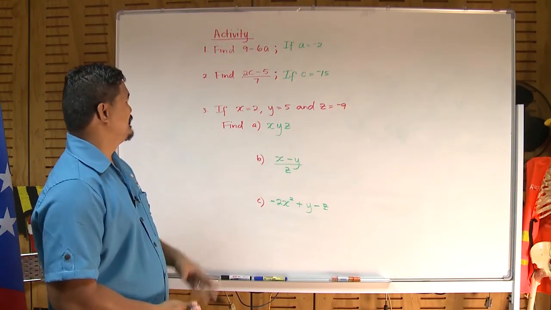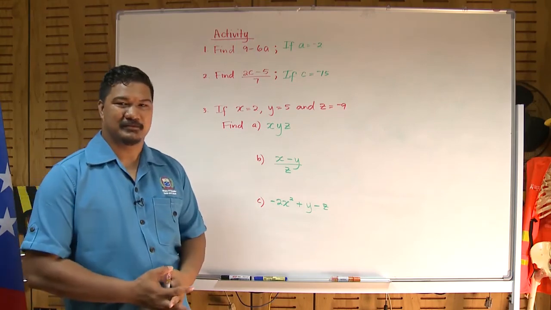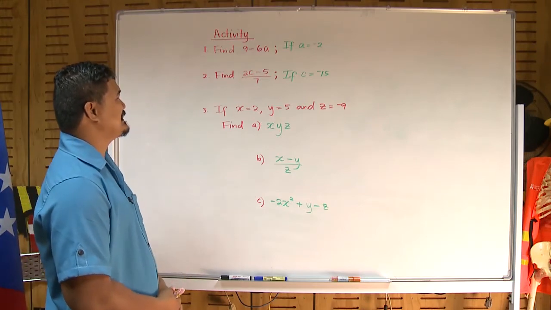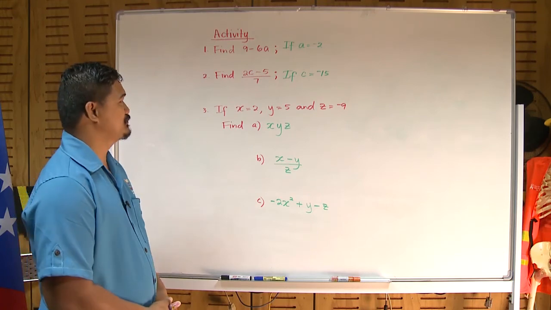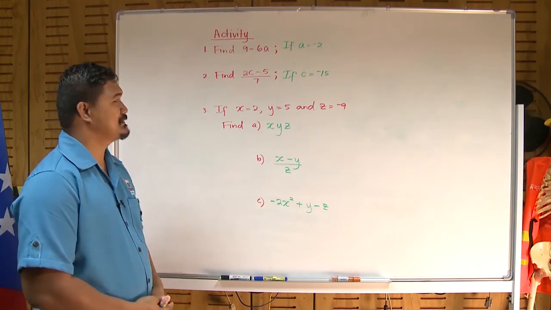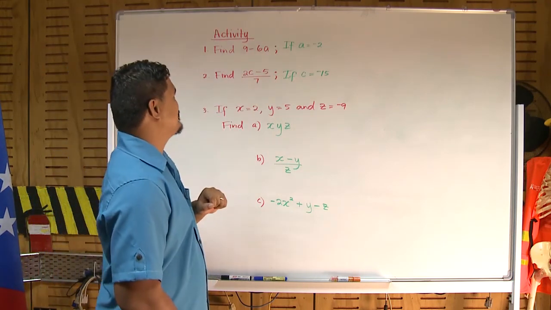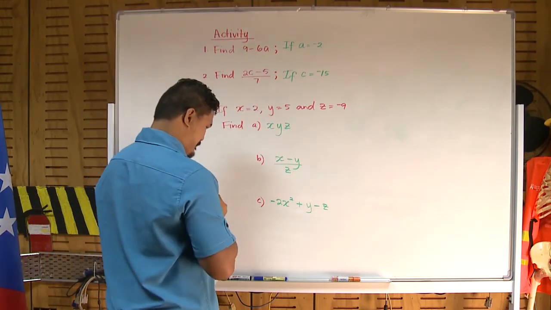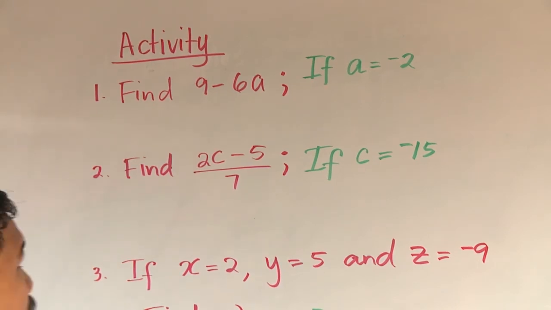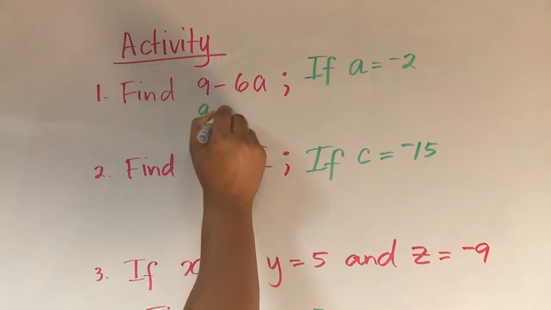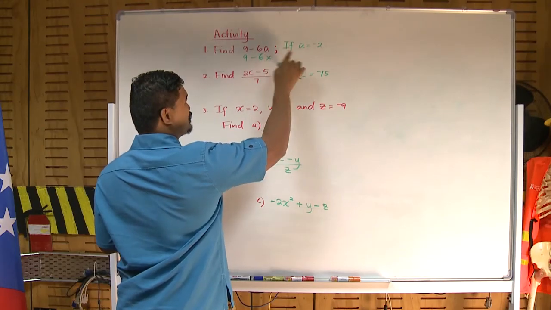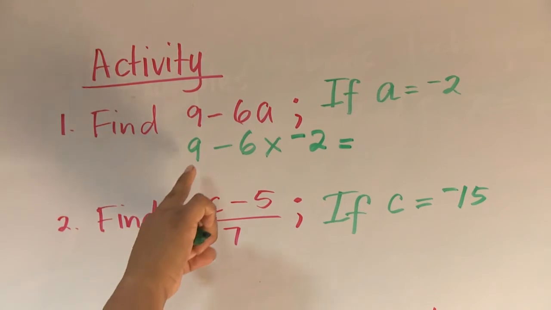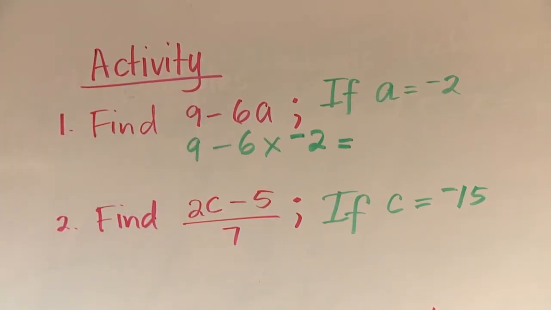In our activity, we have 3 different values here that we need to find. So the first one, we find 9 minus 6a if a is equal to negative 2. So as we did with our examples, we need to bring the value of a, which is negative 2, and replace this variable a here. So now let's do that. Nine minus 6 multiplied by a, which is negative 2. So 9 minus 6 multiplied by negative 2.